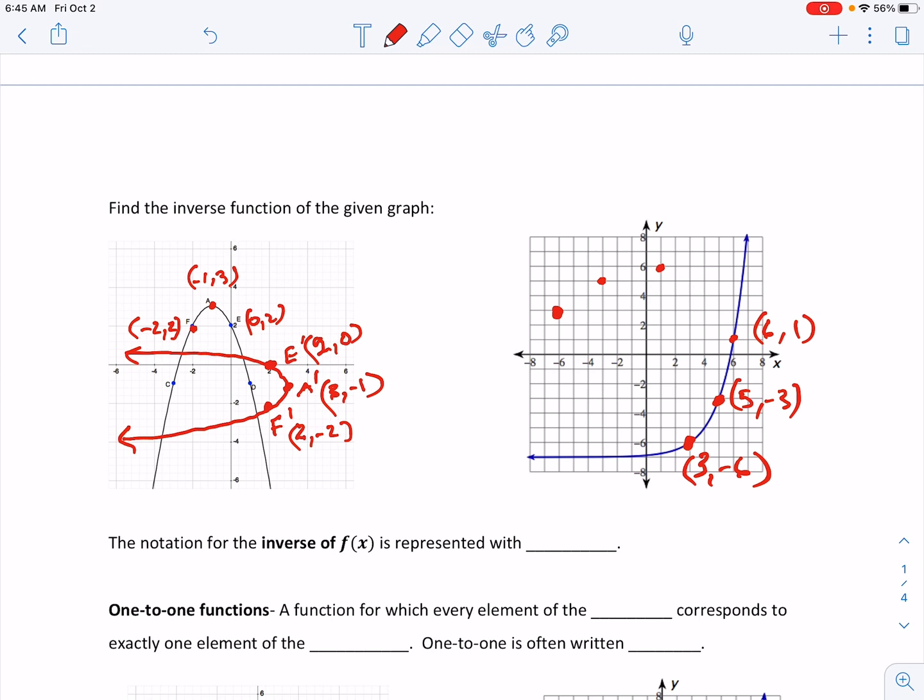All right, so we've got 3 points here, but another identifying feature of an exponential is the asymptote down here where it is flat. If I have a horizontal asymptote at y equals negative 7, then our inverse is going to have a vertical asymptote. So we have an asymptote.